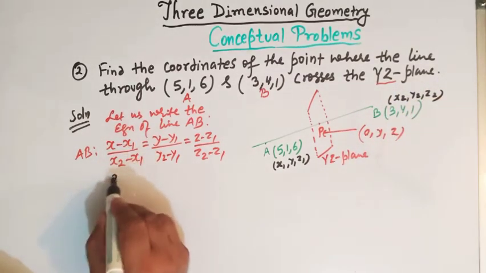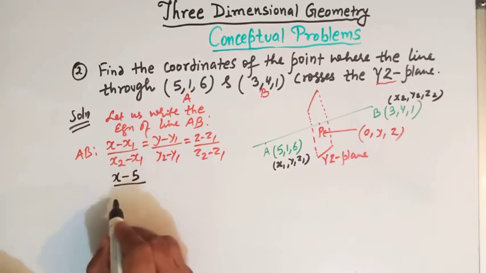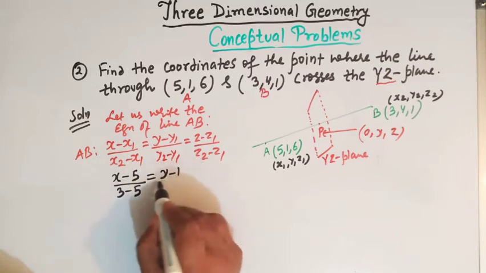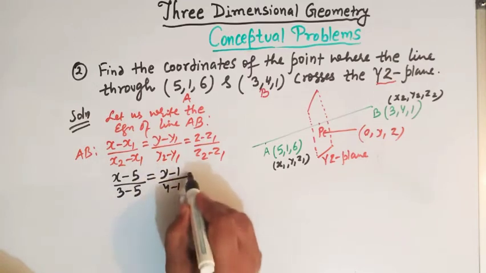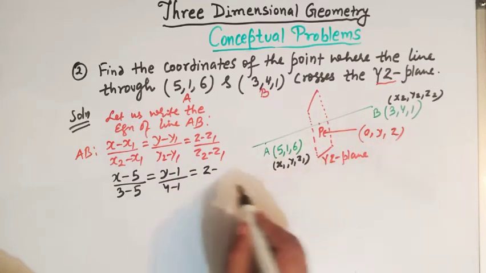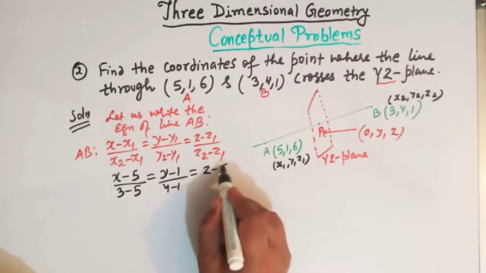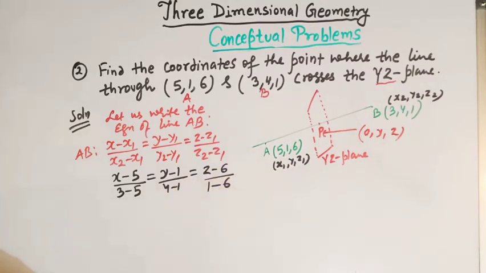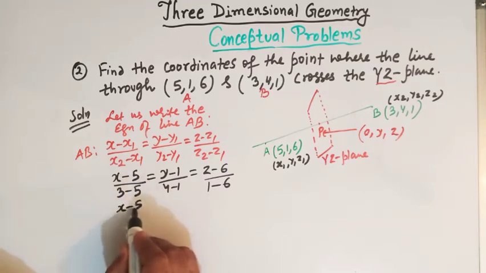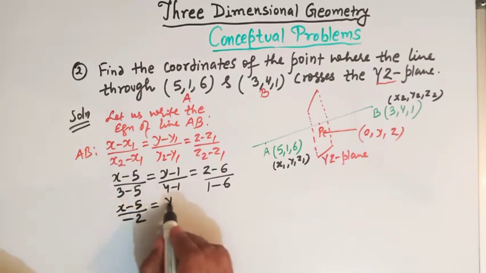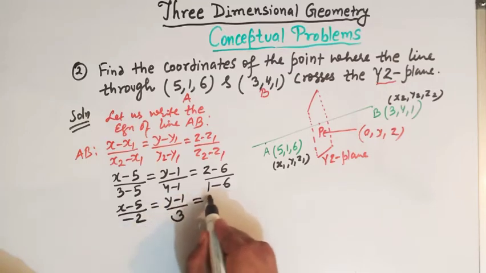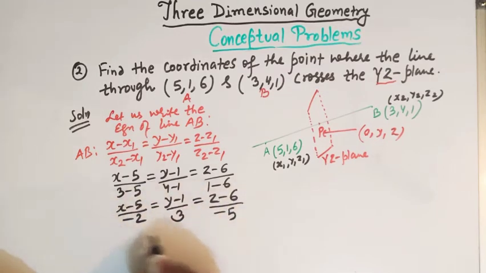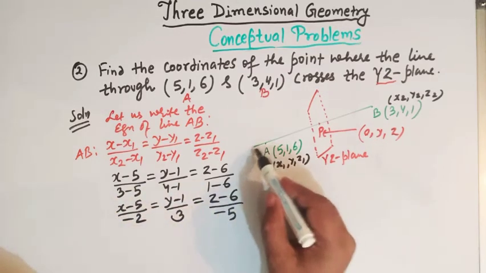So the equation becomes x minus 5 divided by 3 minus 5, y minus 1 divided by 4 minus 1, and z minus z1, that is 6, divided by z2 minus z1, so 1 minus 6, right? So this can be written as x minus 5 divided by minus 2, y minus 1 by 3, and z minus 6 by minus 5, right? So this is the Cartesian equation of this line AB.